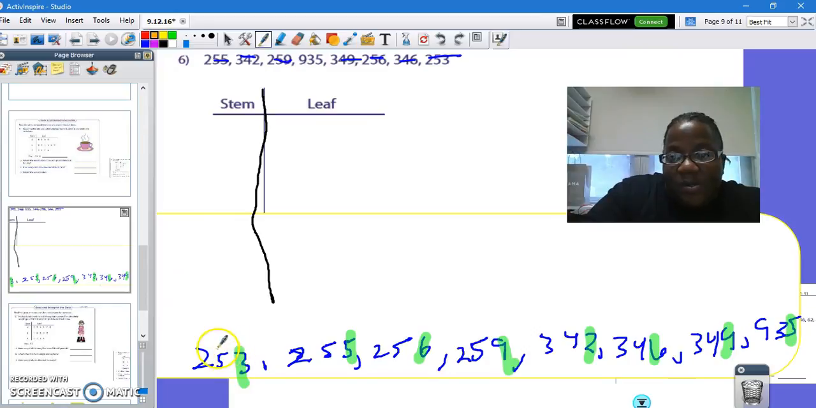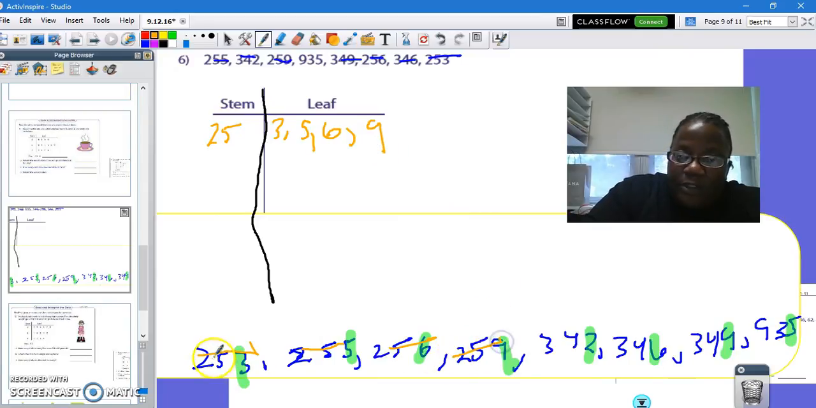Stems can be in a tens place or the ones place, like the number 25. So my stem is 25, and my first leaf is a 3. So 253. Now I have 255, 256, 259. Okay, there are all the leaves for the stem of number 25.